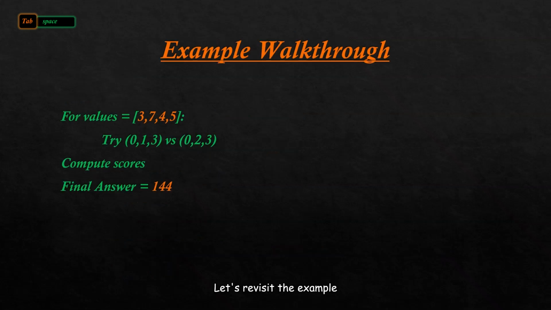Let's revisit the example 3, 7, 4, 5. First, compute smaller subproblems like (0, 1, 2) and (1, 2, 3). Then build up the full interval (0, 3). Trying both options, (0, 1, 3) and (0, 2, 3), leads us to scores 245 and 144. And of course, we choose the minimum, 144.